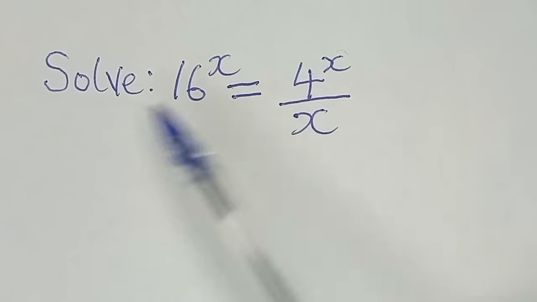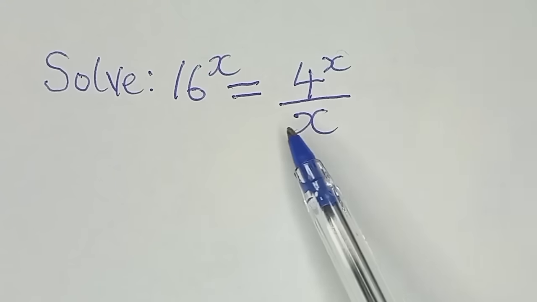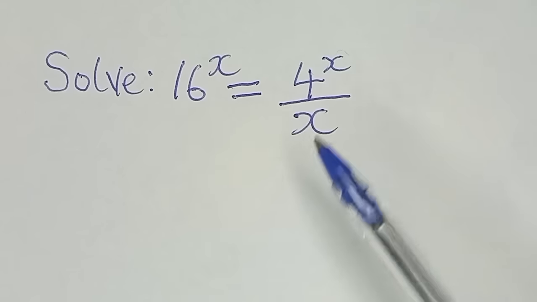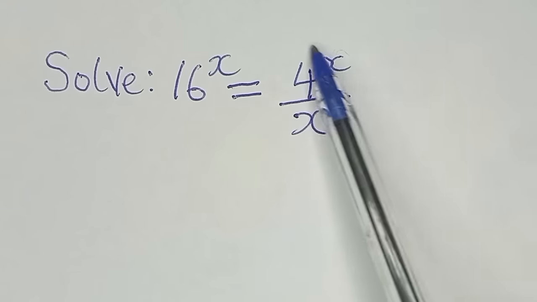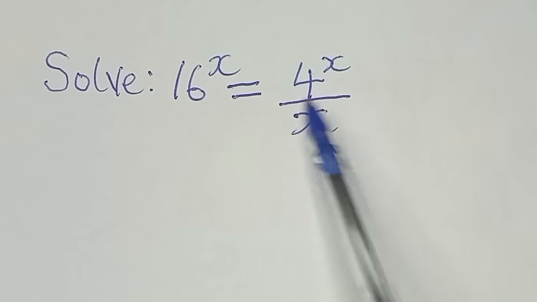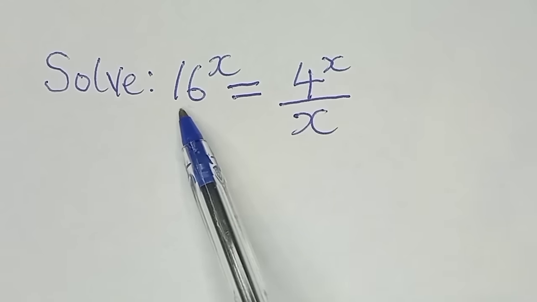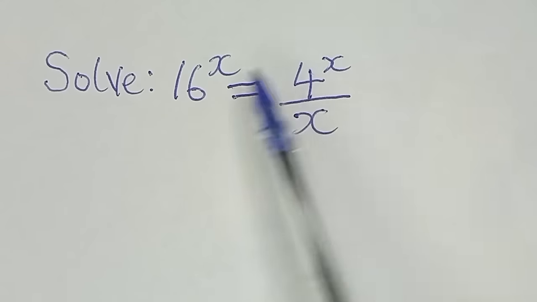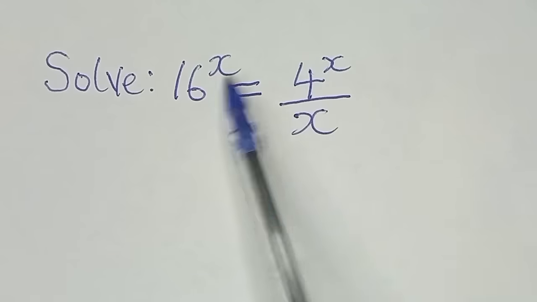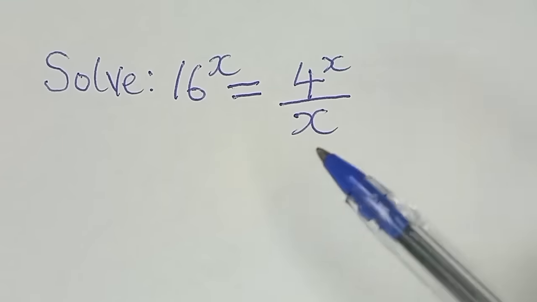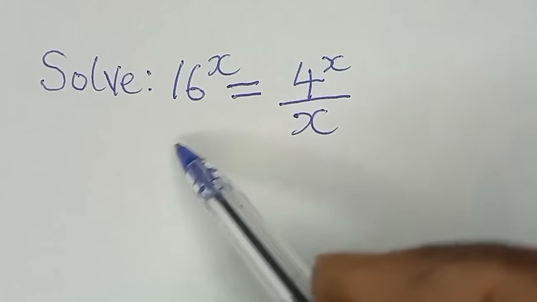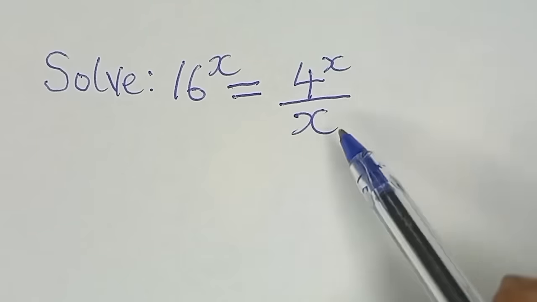Hello. Solving this question is very easy. Now, the first step I want us to do here is to see how we can carry this 4 to the power x to this 16 to the power x, so that we know that the values that have the same powers, x and x, are on the same side. So, in order to do that, I can simply divide both sides by 4 to the power x.